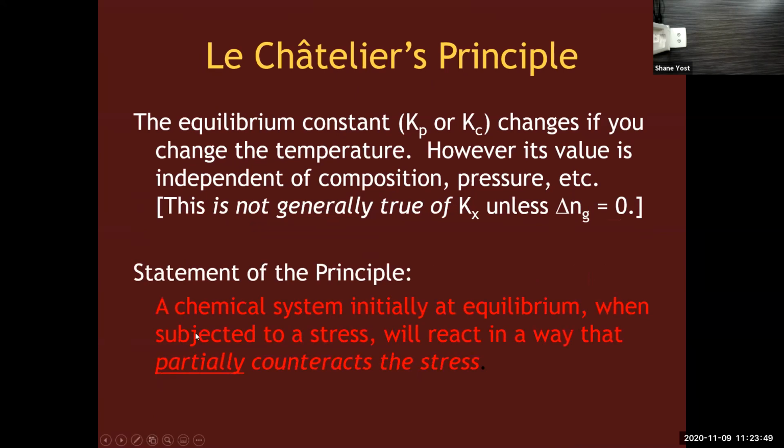The general principle is that some chemical system that's initially at equilibrium, when subjected to stress, will react in a way to partially counteract that stress. And essentially what it's doing is trying to reestablish equilibrium. The stress is something that takes you away from equilibrium, and it's just going to try to go back to equilibrium by undoing what you just did to some degree. Okay?